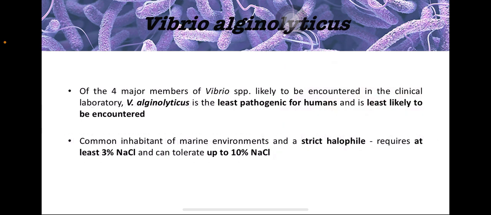Next, we have Vibrio alginolyticus. So this species is the least pathogenic of the major Vibrio species. So it is a strict halophile requiring at least 3% of your sodium chloride and can tolerate up to 10%. This is commonly found in marine environments, especially water.